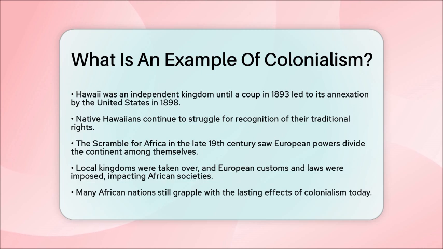In the late 19th century, European powers like Britain, France, Germany, and others held the Berlin Conference, where they divided Africa among themselves. This period, known as the New Imperialism, saw European nations establishing colonies across the continent. Local kingdoms and tribes were taken over, and European laws, languages, and customs were imposed. The exploitation of Africa's natural resources, such as gold, diamonds, and rubber, became a major focus.